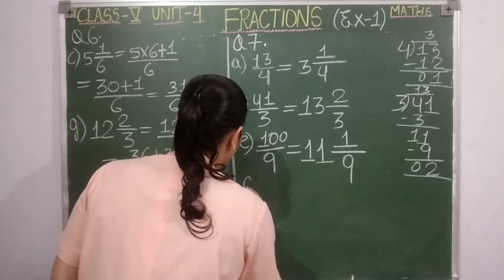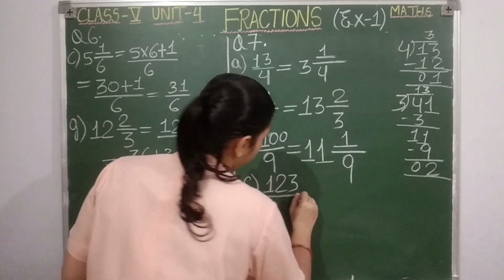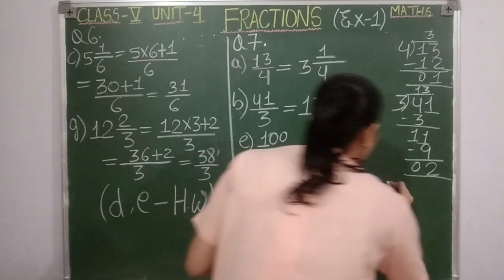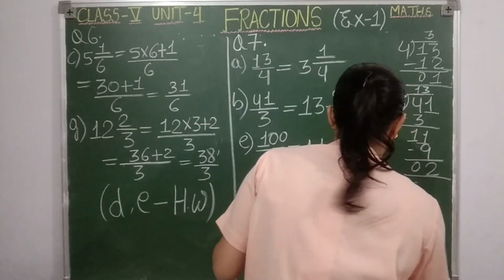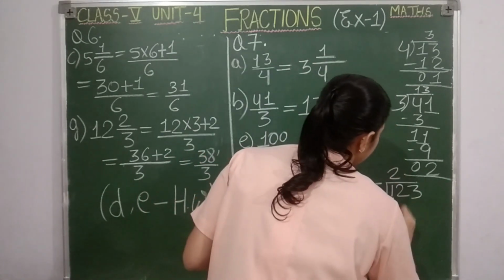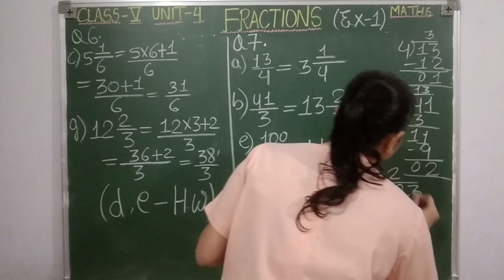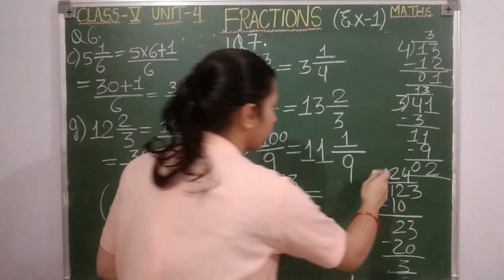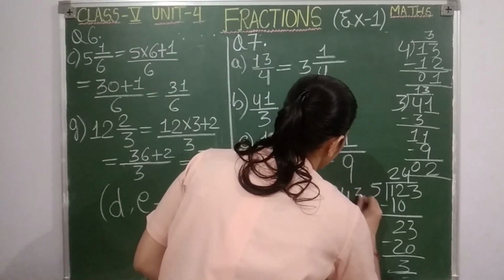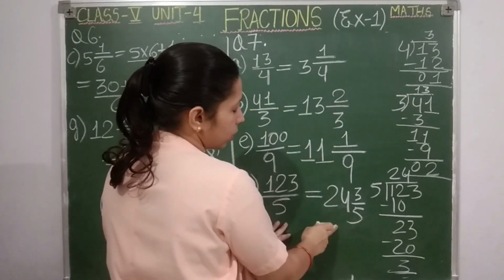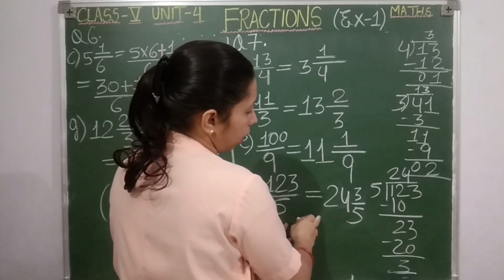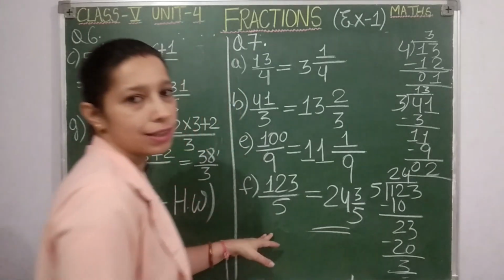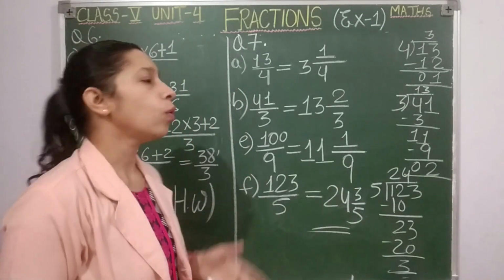Then after this I will tell you F point, 123 upon 5. So students, 123, I have to divide and check this one. It is not easy to identify. So 5 2s are 10, 2 left, 23, then 5 4s are 20, 3 is the remainder, students. So dividing, we got 24 whole 3 upon 5. Now let us check. 5 4s are 20, 5 2s are 10, 11, 12. I will get 120. Then 120 plus 3, 123 upon 5. See, we got the correct answer. Okay students, so like this we convert improper to mixed fractions.